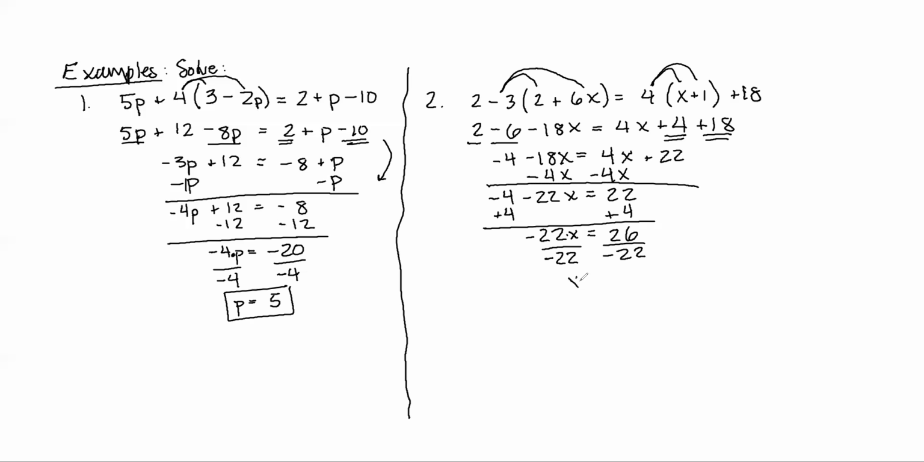And so we get x equals, now with this fraction here, 22 doesn't go into 26 evenly. I'm going to leave it as an improper fraction. If you wanted to write it as a mixed number, you could. I think with MyMathLab, it's easier to input an improper fraction. So I would just reduce this down. We can divide both of these by 2. So we get 13 over negative 11, or negative 13/11.